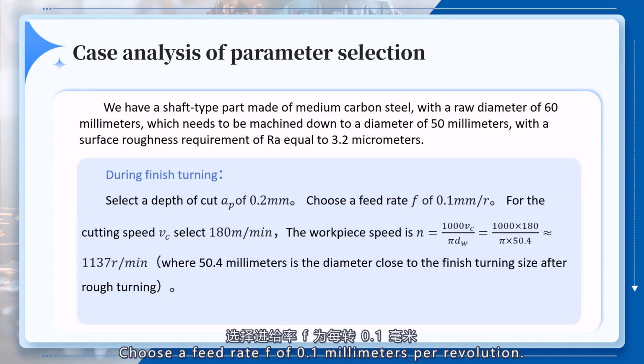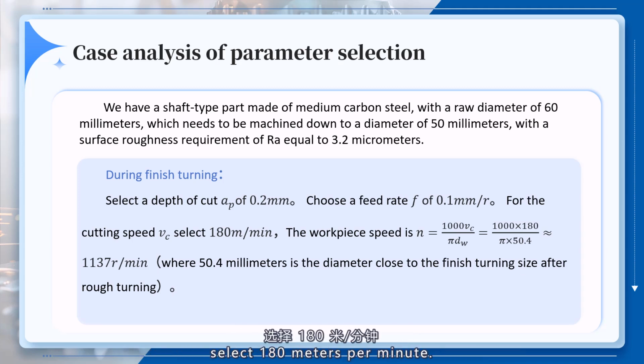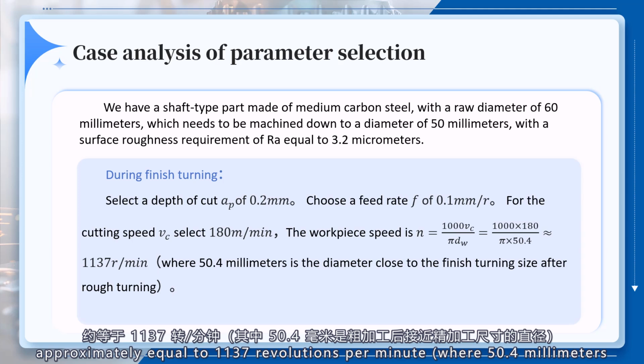During finish turning, select a depth of cut ap of 0.2 millimeters. Choose a feed rate f of 0.1 millimeters per revolution. For the cutting speed vc, select 180 meters per minute. The workpiece speed n equals 1000 times vc divided by pi times dw, which equals 1000 times 180 divided by pi times 50.4, approximately equal to 1137 revolutions per minute, where 50.4 millimeters is the diameter close to the finished turning size after rough turning.